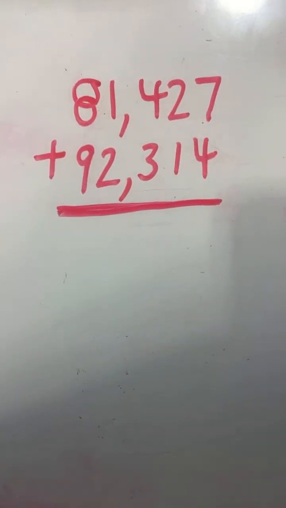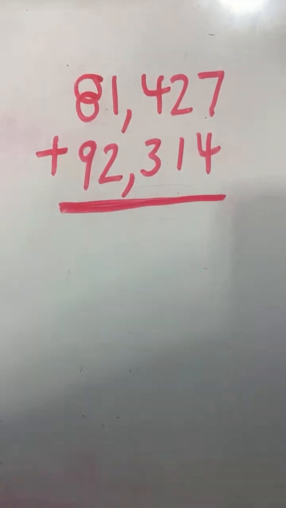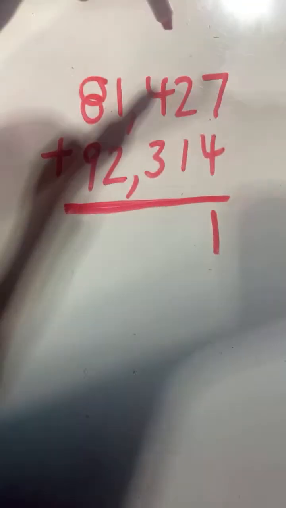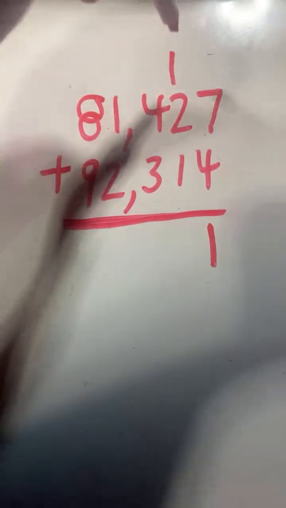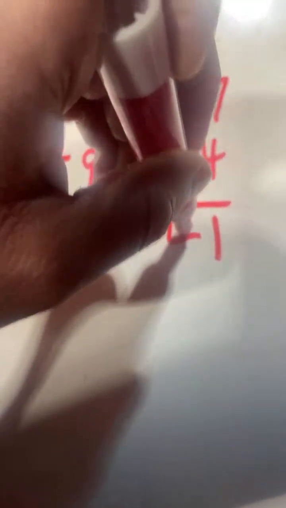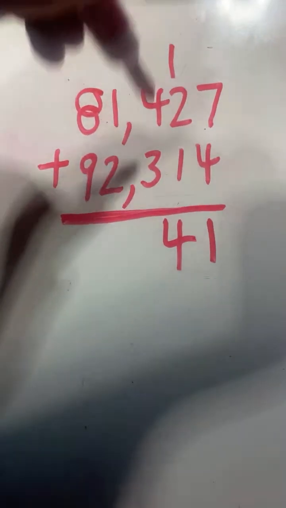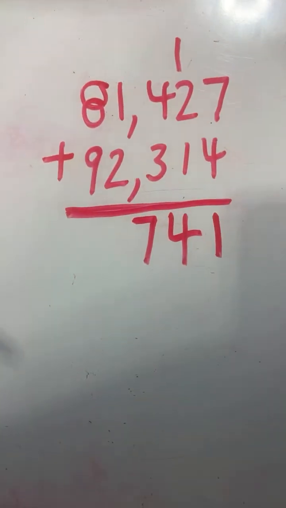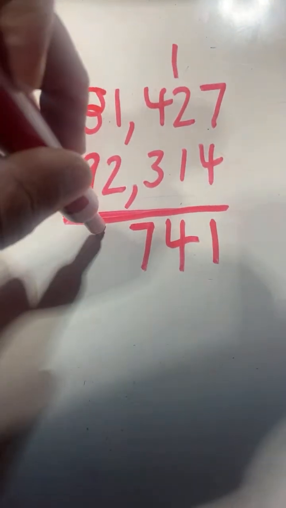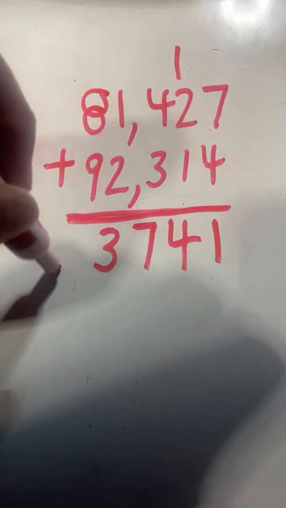Alright, so starting in the ones place, 7 plus 4 equals 11. 1, carry the 1. 2 plus 1 equals 3, plus 1 equals 4. 4 plus 3 equals 7. 1 plus 2 equals 3. 8 plus 9 equals 17.